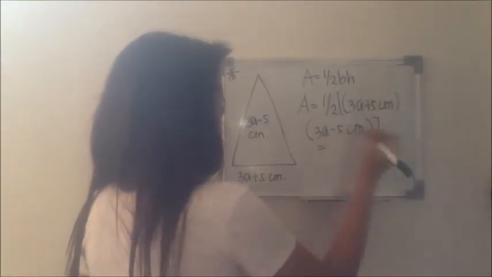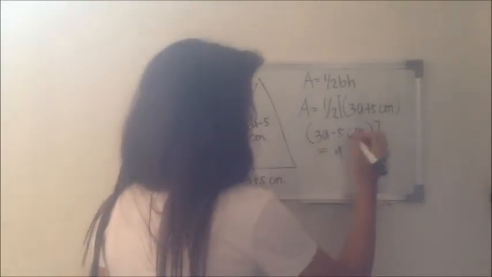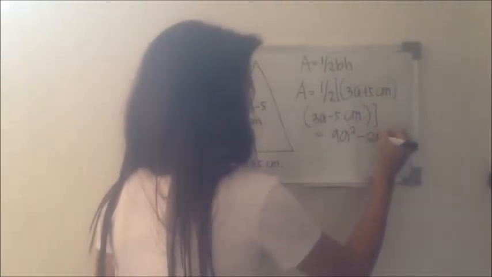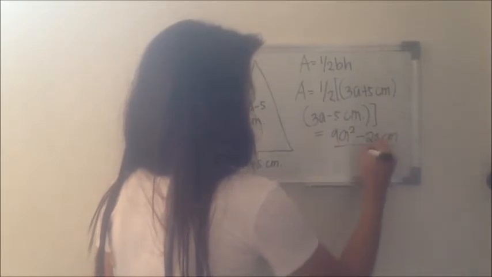The answer is 9a squared minus 25 centimeters all over 2.